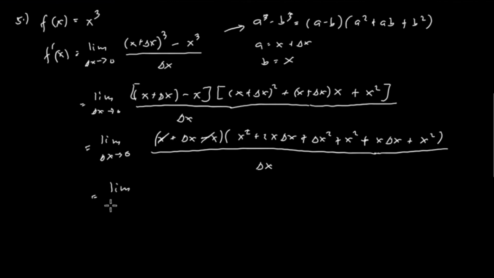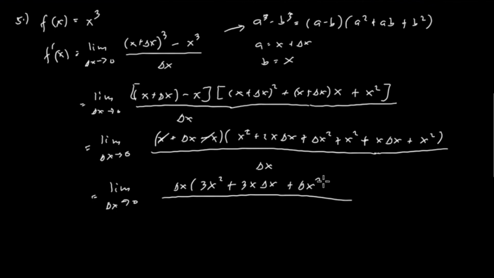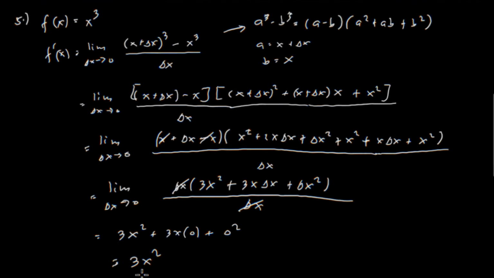And the limit as delta x approaches 0 of delta x, open parenthesis. So we have x squared, x squared, x squared, so we have 1, 2, 3, or 3x squared. Then 2x delta x plus x delta x, or plus 3x delta x. What about delta x squared? It remains, so plus delta x squared. Close parenthesis, and we divide by delta x. And we cancel out delta x, and we change delta x to 0. So 3x squared plus 3x times 0 plus 0 squared, or 3x squared. So the derivative of the function x cubed is 3x squared.